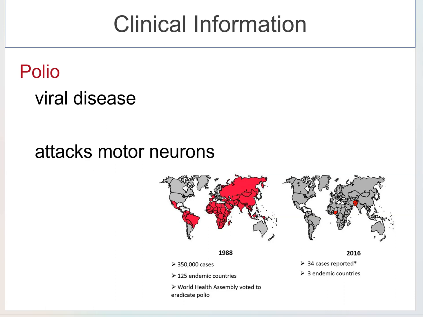Now, there is something called post-polio syndrome, a progressive muscle wasting disease that, in some individuals who survived polio, starts to come back in their 60s and 70s and starts to cause some trouble and muscle weakness.